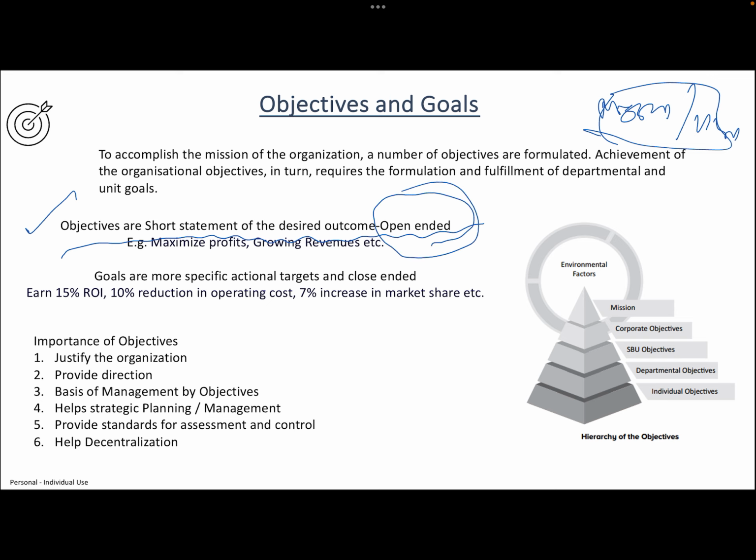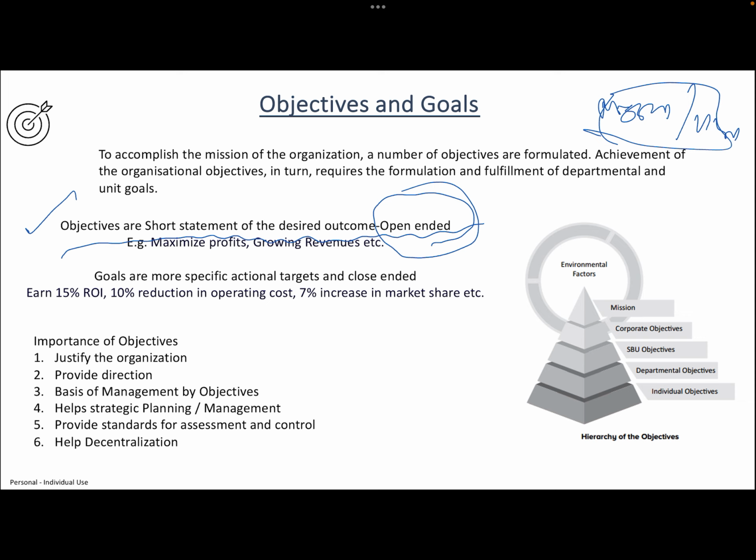Remember that it is open-ended. When we say maximize profit, grow revenue, increase sales, decrease operational expenses, these all are objectives to reduce cost or increase revenue and overall increase profit. At what percentage, at what product level, there are no specifications or specific points here. Objectives are always open-ended. Okay.